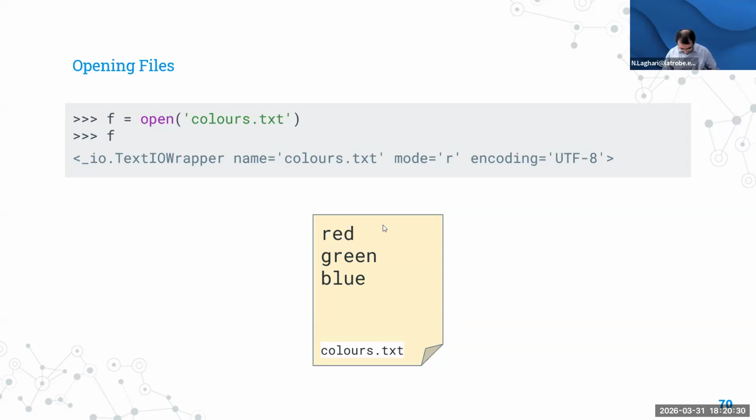All right, so we are back and we continue with our filing. Before we start working on our files, we need to open them. For instance, we have this file, which is storing 3 lines, red, green, and blue, and it is named colors.txt. It's a text file.